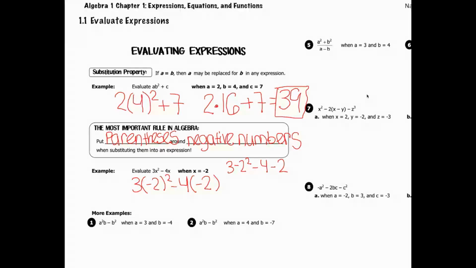So we'll go through and simplify this. This is going to be 3 times 4 minus 4 times negative 2. So that's going to be plus 8. And then if we simplify that, it's 12 plus 8, which is 20.